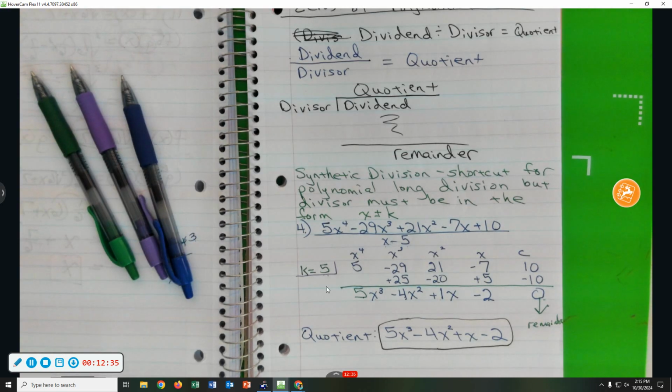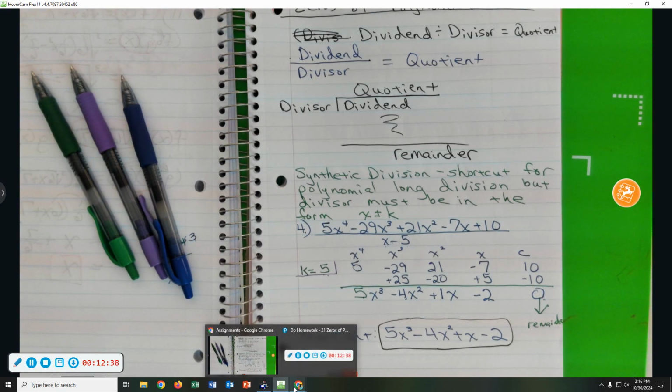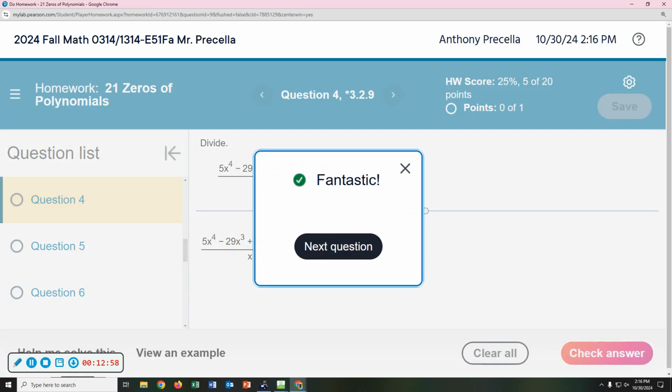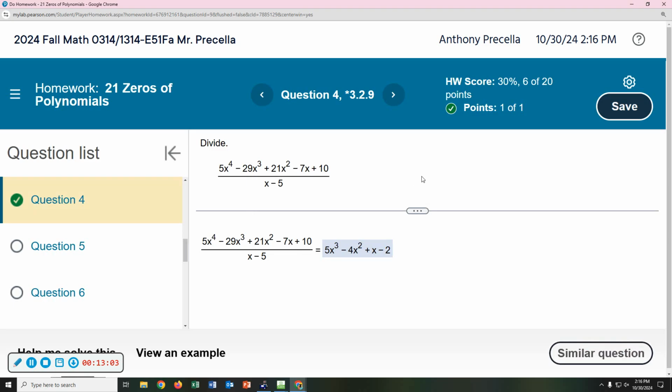Let's type that answer in. Five x cubed, get out of the exponent before we type the 4x squared, plus x minus 2. And I use the phrase divides evenly frequently, so let's make sure we all agree with what I mean by divides evenly.